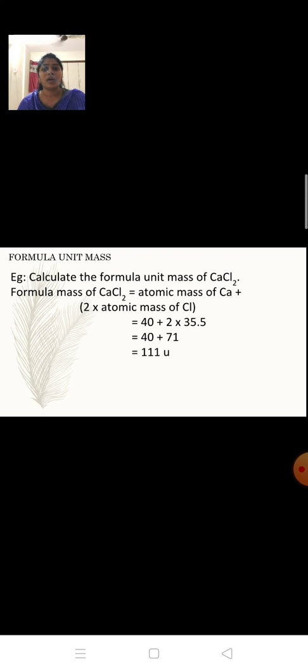So remember, molecular mass is used for molecules and formula unit mass is used for the compounds which are made up of ions. Okay, so let us come to writing chemical formula. First of all, let us understand what is meant by chemical formula. What do we mean by chemical formula? The chemical formula of a compound is a symbolic representation of its composition. Composition of what? Composition of molecules of the compound.